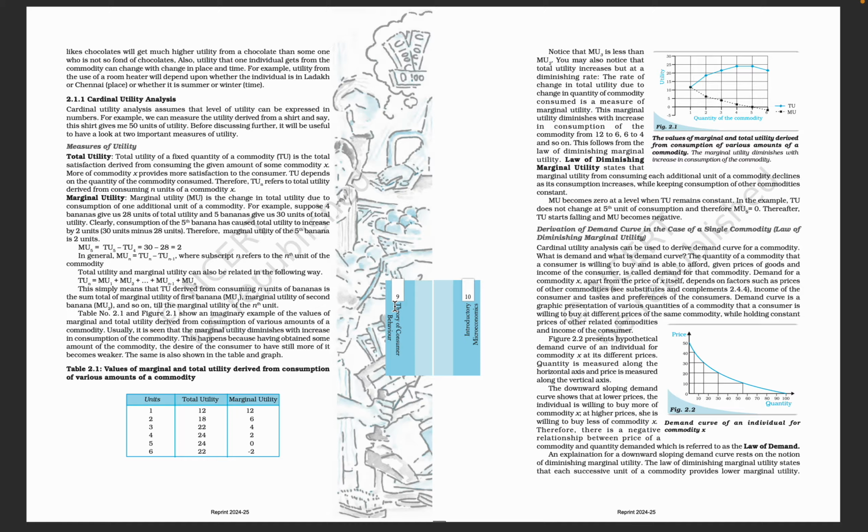Demand for a commodity X, apart from the price of X itself, depends on factors such as prices of other commodities (see substitutes and complements 2.44), income of the consumer, and tastes and preferences of the consumers. Demand curve is a graphic representation of various quantities of a commodity that a consumer is willing to buy at different prices of the same commodity, while holding constant prices of other related commodities and income of the consumer.